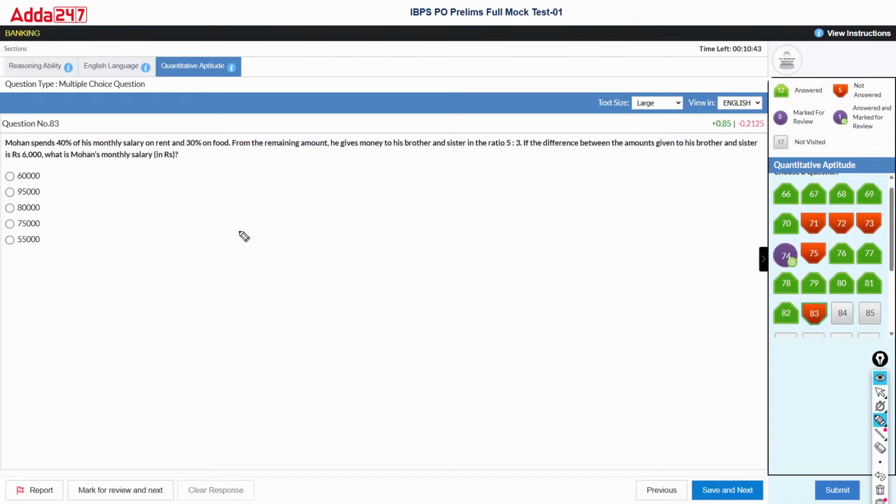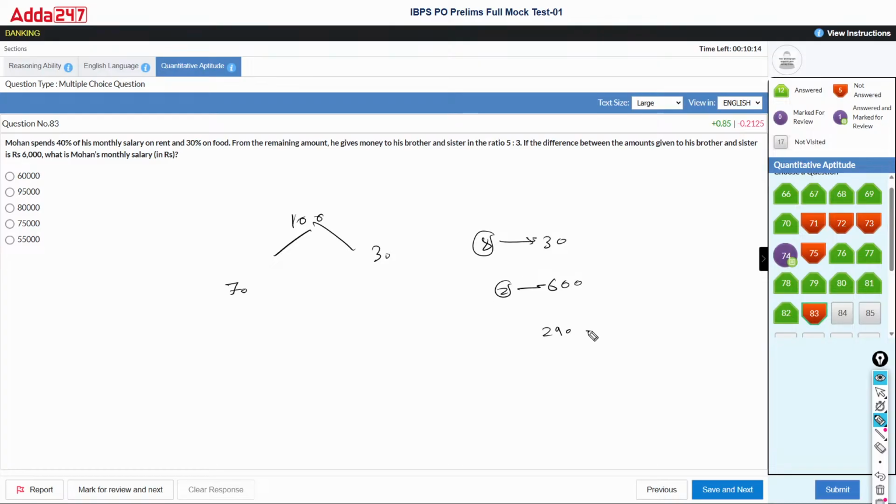Mohan spends 40% of his monthly salary on rent and 30% on food. 70 done. Among the remaining, he gives his brother, 5 is to 3. So this 8 is 30. 2 is 6. 60K. So 4 times 24K is 30%. So 8,000.